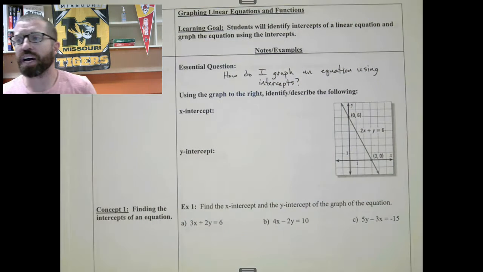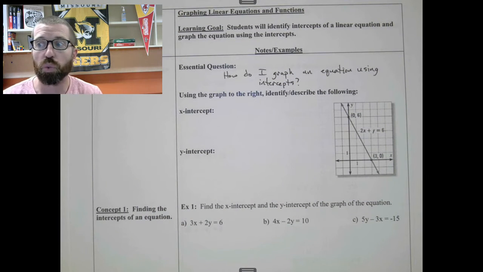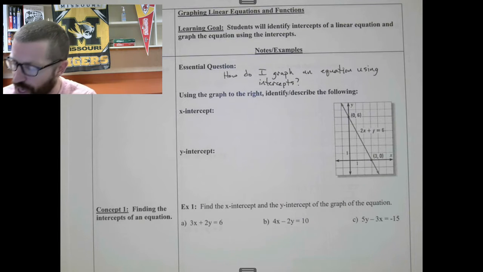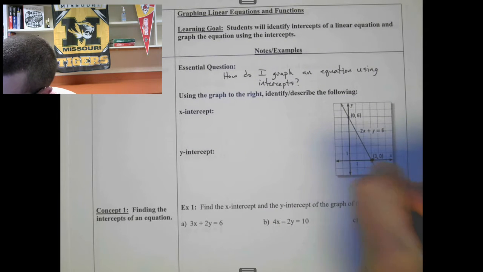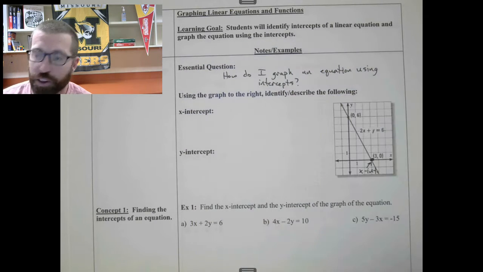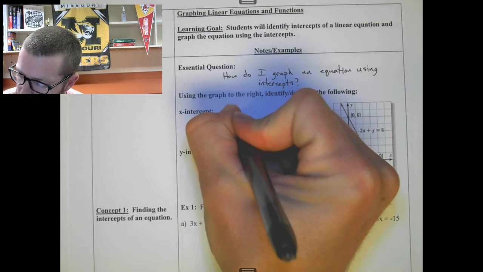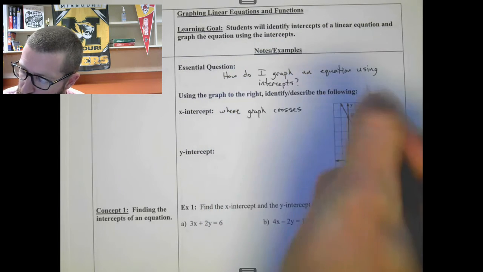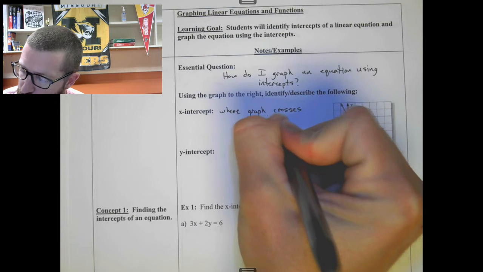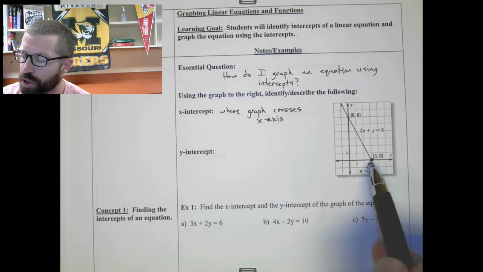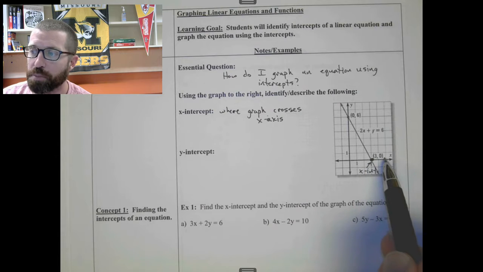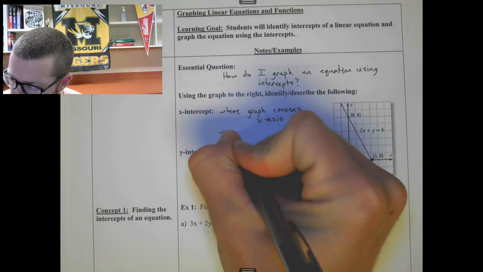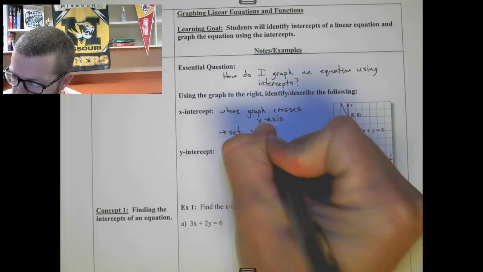In order to graph an equation using intercepts, you have to know what the x and y intercepts are. The x-intercept is, in this case right here, where the graph crosses the x-axis. And the big thing with the x-intercept is the y value is always 0. Take a minute, even pause and think about that for a little bit, but the y is always 0. So we're going to find it by setting y equal to 0.